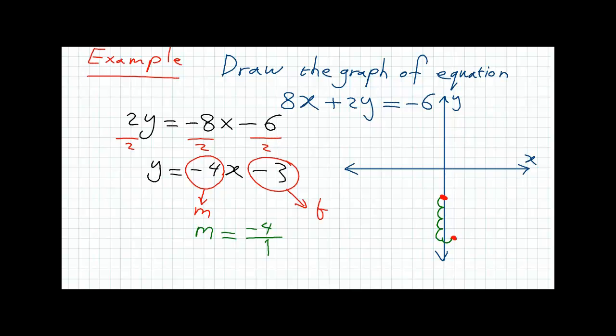Now we can draw our line passing through these 2 points. And this is the graph of the line. Notice that the slope is negative, so our line is decreasing from the left to the right. Let us take another example.